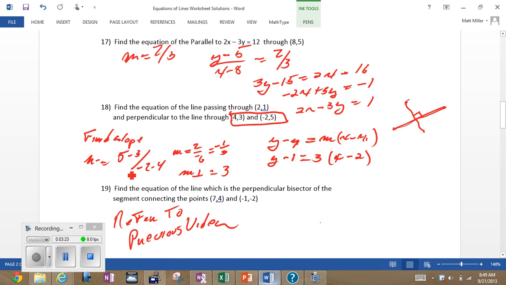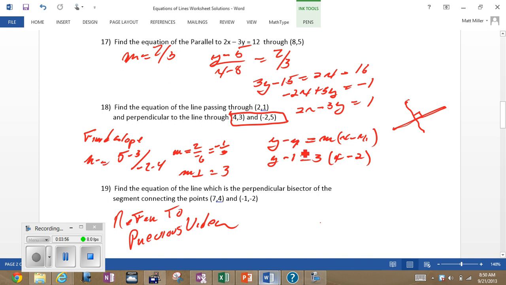Okay, so we need the slope of the line through these 2 points boxed out. So that slope is, regular slope formula, 5 minus 3 over -2 minus 4. That ends up being a -1/3 slope. Its perpendicular would be 3.